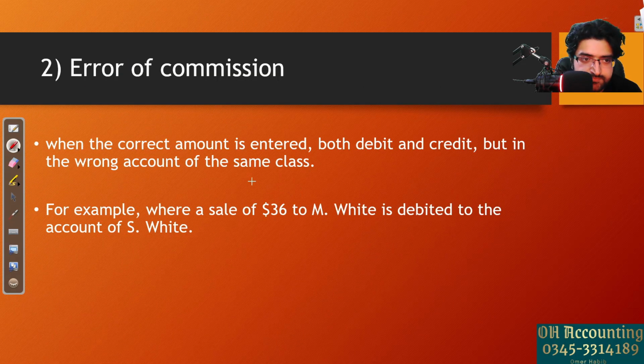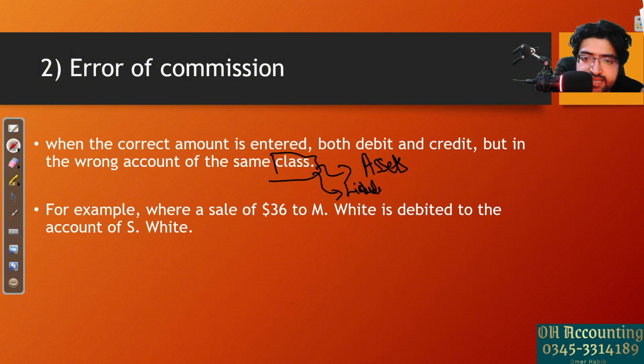Error of commission. Okay, let's read the definition first. When the correct amount is entered, both debit and credit, but in the wrong account of the same class. Okay, by the same class they mean it might belong to the class of assets or the class of liabilities or an expense, right? So these are the classes. So the error is made. We have recorded something in the wrong account but belonging to the same class. You will get a better idea when we read this example and explain this to you.